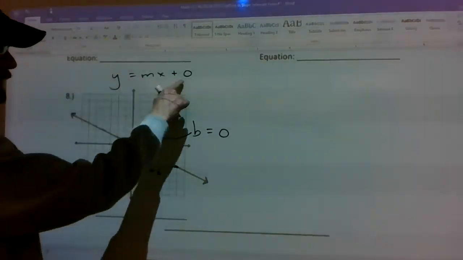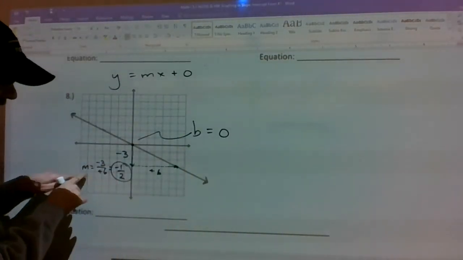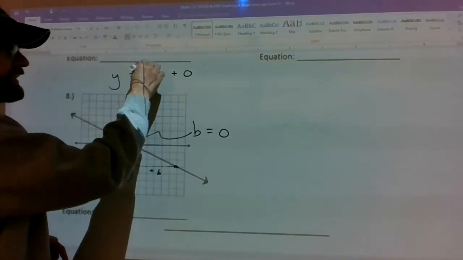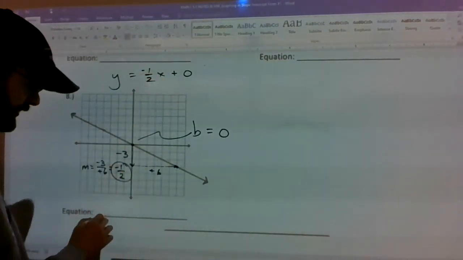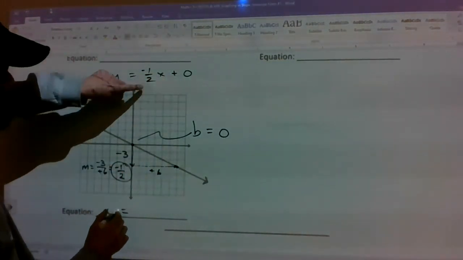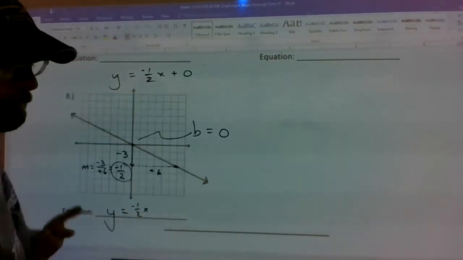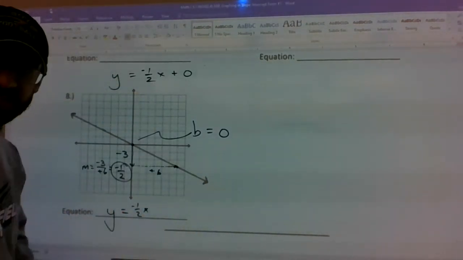So get rid of b, you get 0. Get rid of m, you put in place negative 1/2 x. So our answer could be y equals negative 1/2 x plus 0, or just leave it like that.